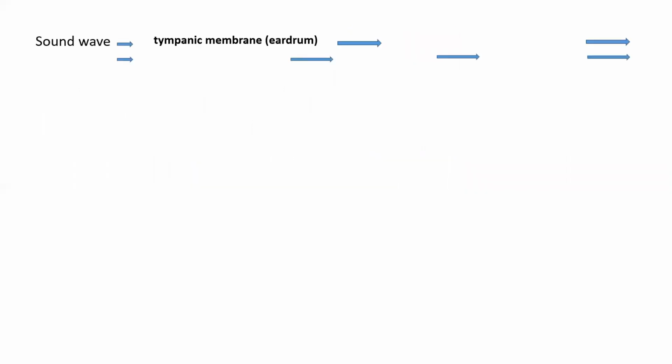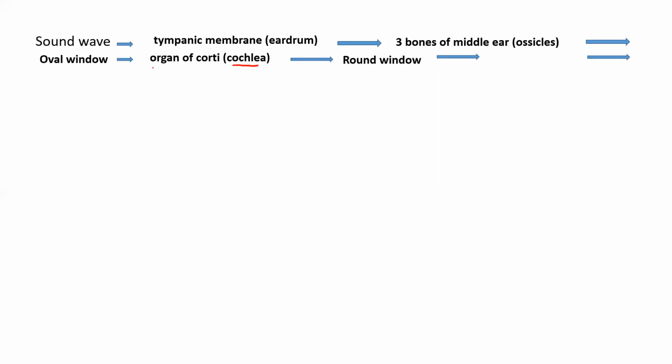Sound wave, tympanic membrane, three bones. Those vibrations push against the oval window. And then the cochlea is where it gets detected, the sound. Okay? And that's in what we call the organ of Corti. That pushes it on the round window to relieve pressure, and an impulse goes down the auditory nerve to the temporal lobe. So there's your sequence.